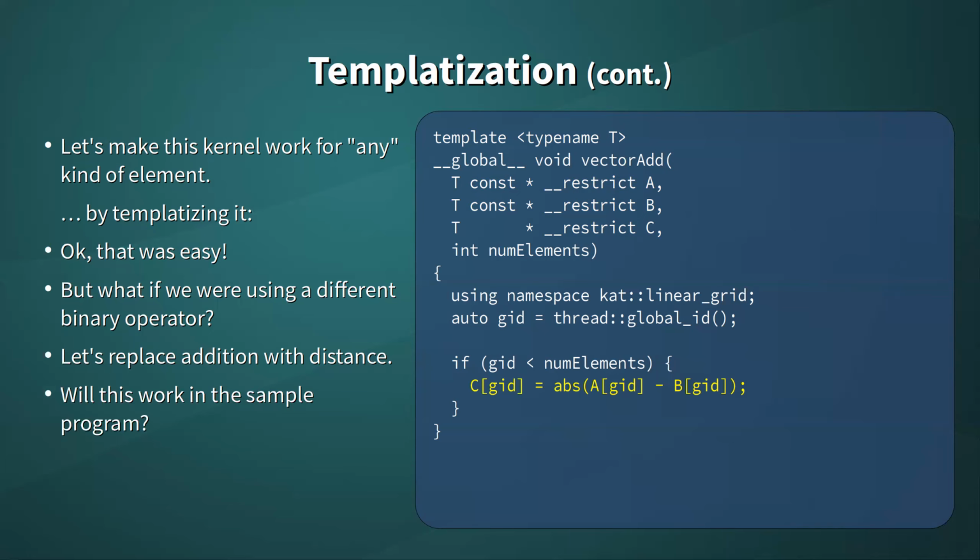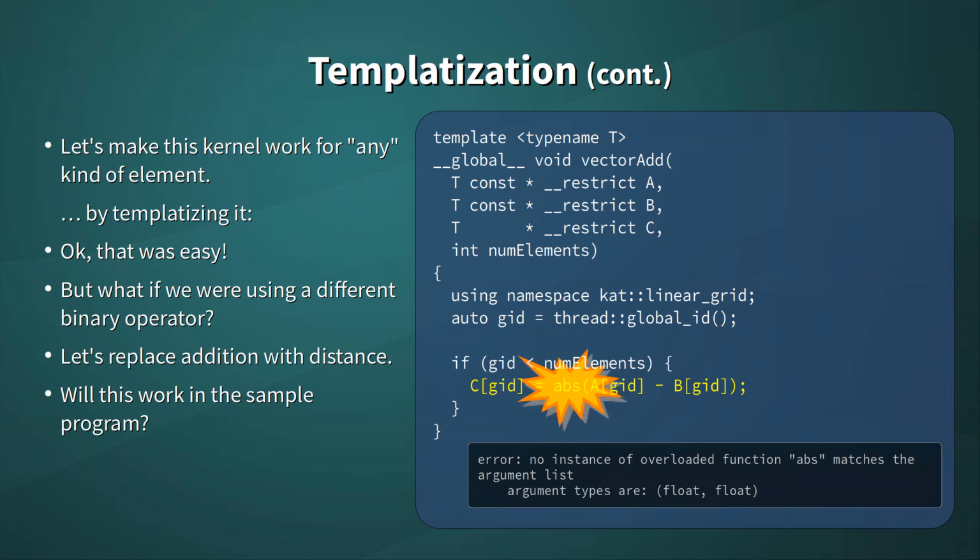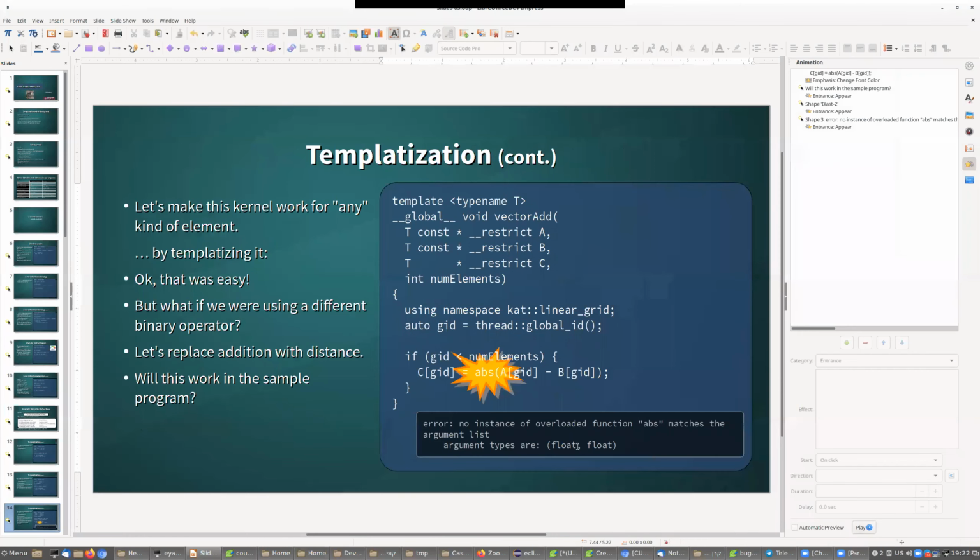If I write this kernel and start instantiating it, even for the float type, which we were using before, then obviously, since I asked this question, the answer is probably no, it won't work. And this is the error that we would get. It will tell us no instance of the overloaded function abs matches the argument list. So the argument we have is float. It's probably just float.